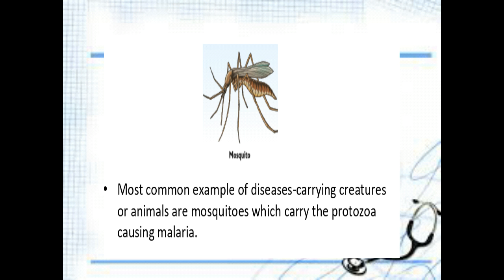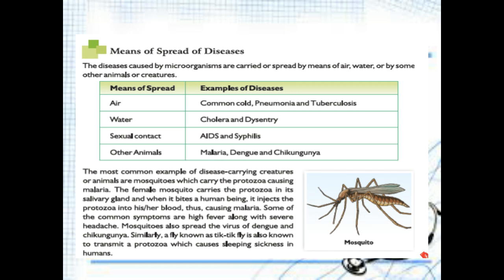Here we go. So, means of spread of diseases. What might be the medium by which diseases can be spread? The media are air, water, sexual contact, and other animals, such as insects and other animals, right?